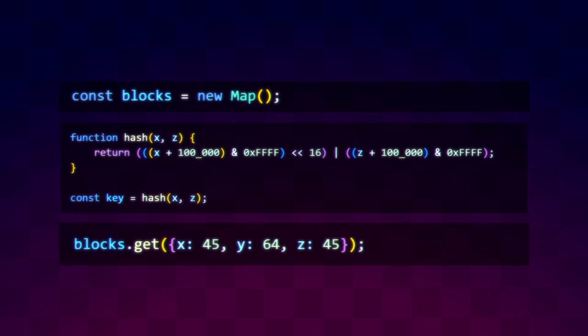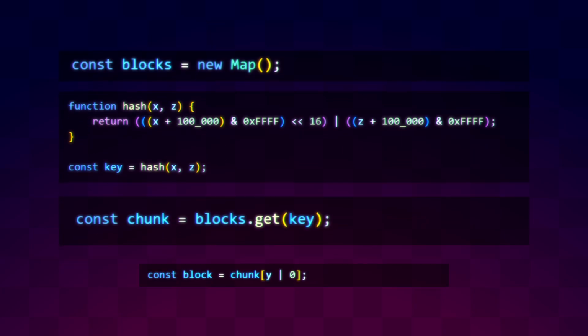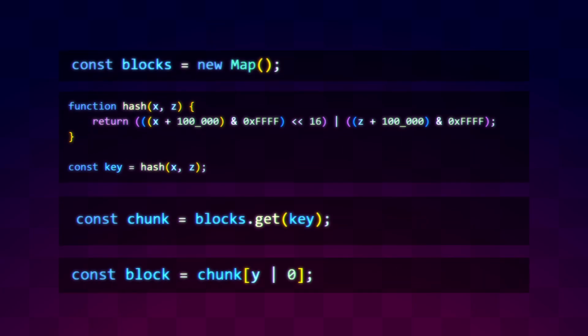My workaround is to combine the x and z axis of the position into a single value using bitwise operations. Then use that to look up a buffer which contains the block types for a vertical column, which can be indexed using the y value. This code might look a little weird, but it's quite simple when you break it down.